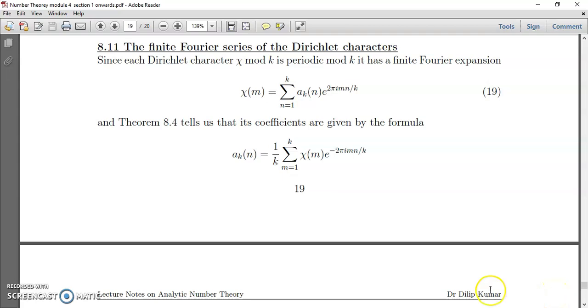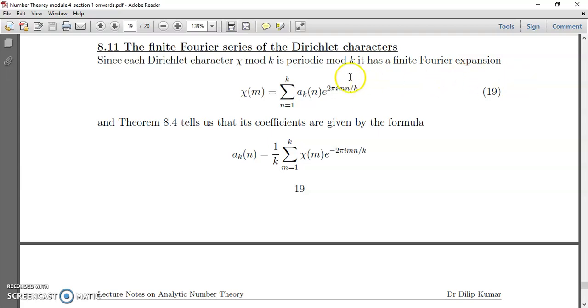Next, we have the section, the finite Fourier series of the Dirichlet characters. Here, before going to this section, let us recall what we have studied earlier about the properties of Dirichlet character chi mod k, which is periodic mod k. We have already studied that Dirichlet character chi mod k is periodic mod k.